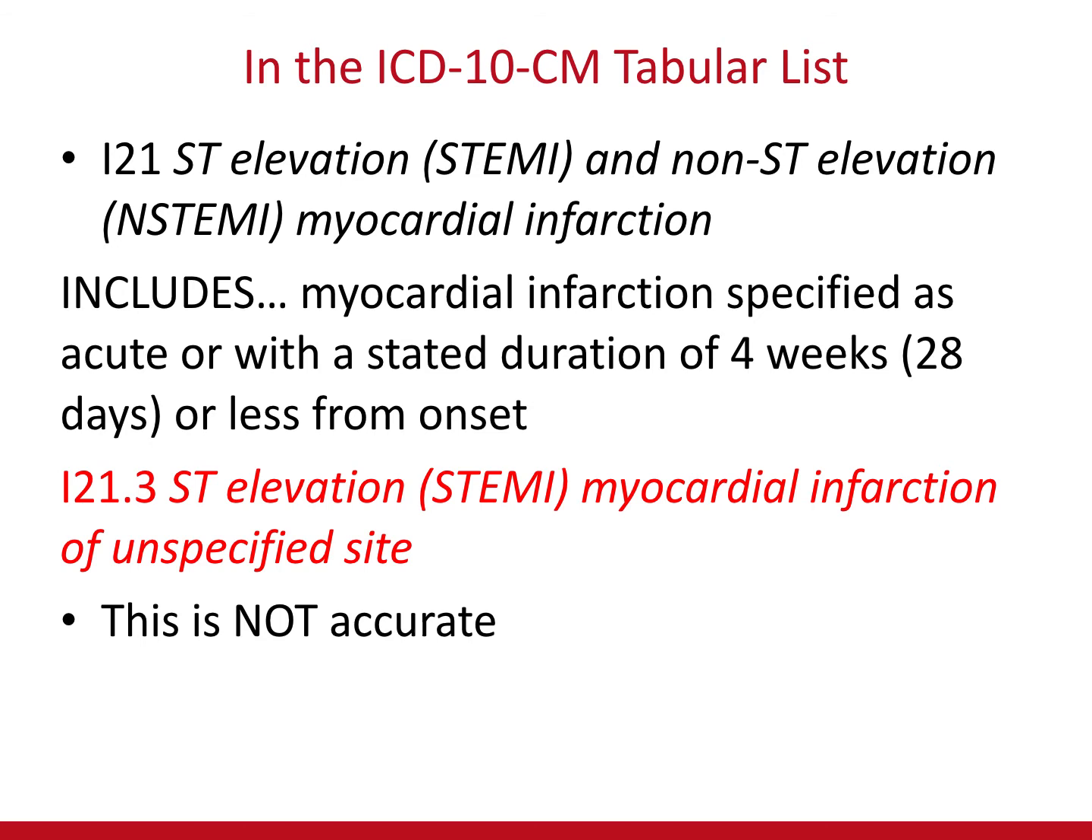So with confidence, we can now look through at the 4th character. And if we go directly to the code that was suggested by the alphabetic index, you take a look at the whole code and you'll see I21.3, ST elevation STEMI myocardial infarction of unspecified site. Well, wait a second, that's not accurate. You notice, and again, you need to go back to the scenario because a specific site was mentioned. Let's take a look.